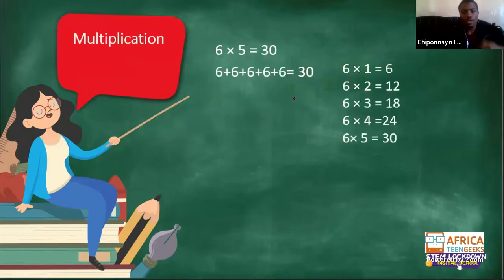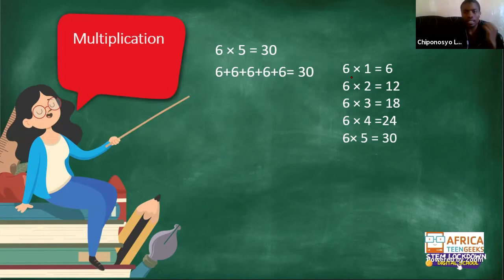Right. So let's go for an example. I've got 6 times 5. 6 times 5, I can go 6 plus 6 plus 6 plus 6 plus 6, which is 30. Why do I say that? 6, 12, 18, 24, 30. That is 6 times 5. Right. Then there's another method where I say, okay, let me try and see how it works.